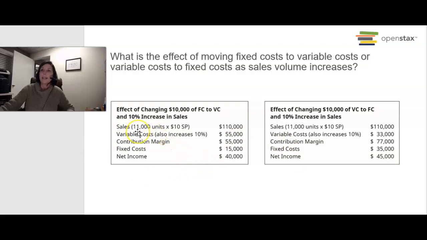However, as the sales volume increases, this scenario in terms of the bottom line changes. And we get a better result by changing the 10,000 of variable costs to fixed costs with a 10% sales increase than we do the other way around with that same 10% sales increase.